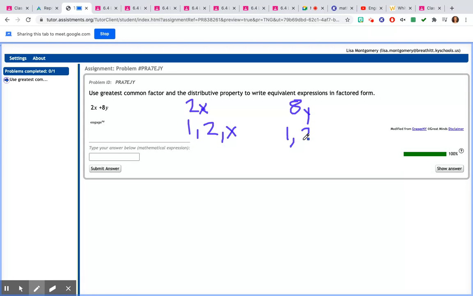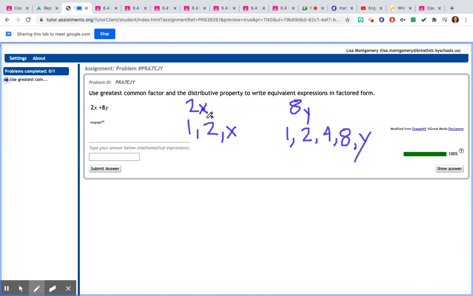With 8y, our factors are 1. Let's see, 2 will go into 8y, not 3. 4 will, not 5, not 6, not 7. 8 will go, and then sometimes I forget about the variable, but we cannot forget the variable because it's a factor. 8y can be divided by y, and you'll get a whole number. You'll get 8. 8y divided by y. It's like the very first thing we did in this unit. 8 times y divided by y equals 8.